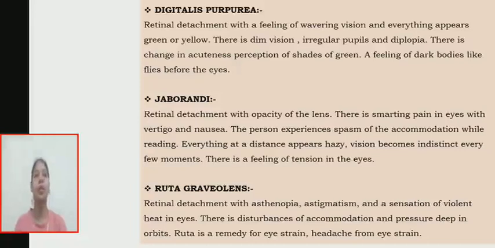Next is Ruta. Retinal detachment with asthenopia, astigmatism and a sensation of violent heat in the eyes. There is disturbance of accommodation and pressure deep in the orbits. Ruta is a remedy for eye strain and headache from eye strain.